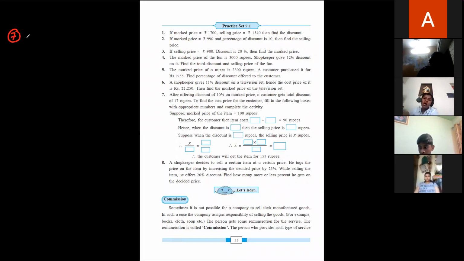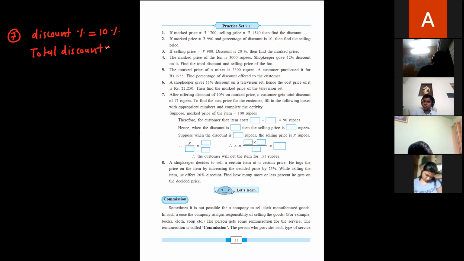Now in question number 7, after offering a discount of 10% on the mark price. So we are given over here the discount percent is how much? 10%. Customer gets a total discount. So we are given over here that the total discount is how much? It is rupees 17. We are asked to find what is the cost price. That is, you have to find out what is the selling price of this. Very simple. Just pay attention.